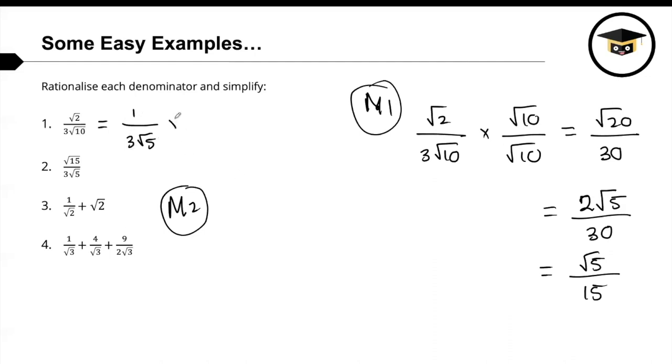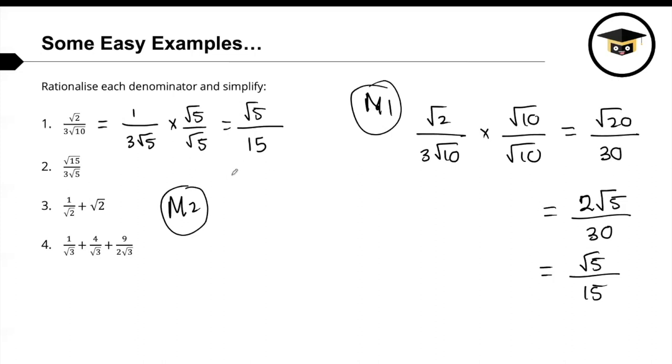Then we can multiply by root 5 on root 5, and so we end up getting root 5 on the top. On the bottom, we get 3 times root 5 times root 5, which is 3 times 5, which is 15. And so we get the answer quite quickly. We don't actually have to do all this simplification. So that's method 2.